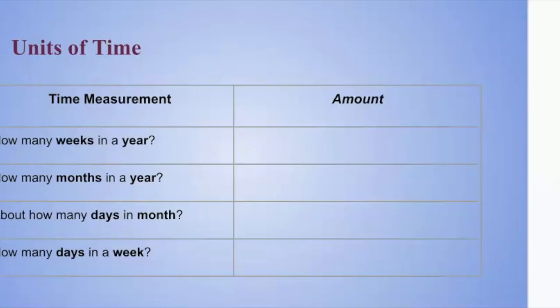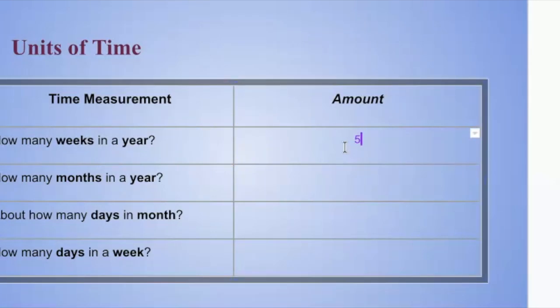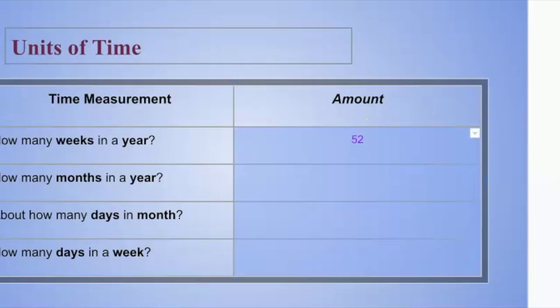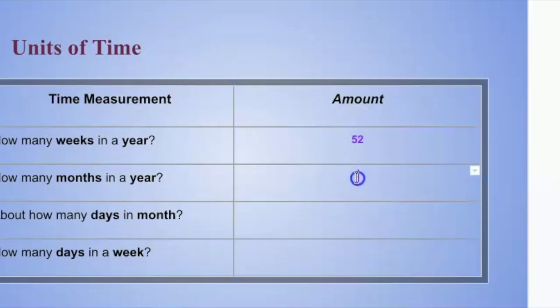So time measurements. Do you know how many weeks there are in a year? Yes, there are 52 weeks in a year. How many months in a year? 12. Good. How many days in a month? It varies, right, between 28 and 31. So we're just going to say 30 here. And how many days in a week? That's 7. Will you please go to slide number 6 with me?